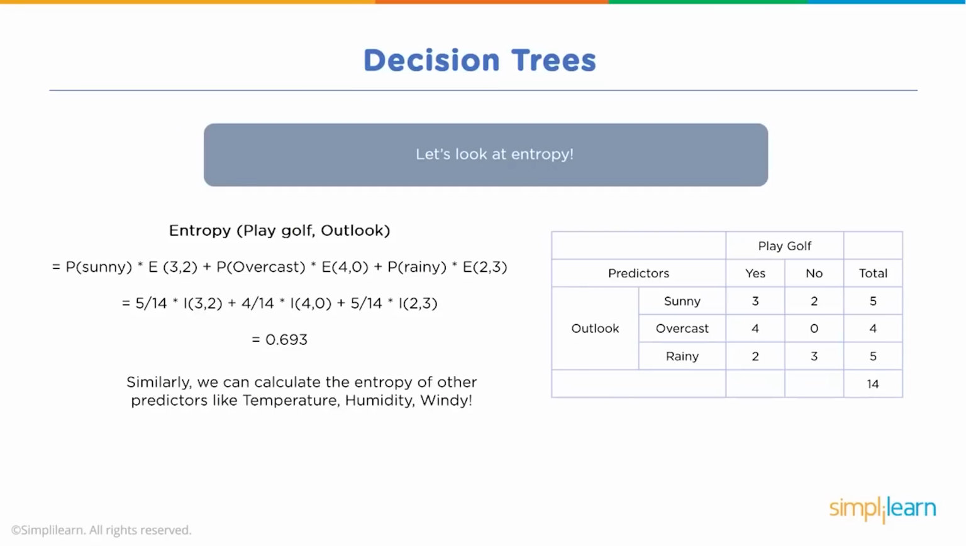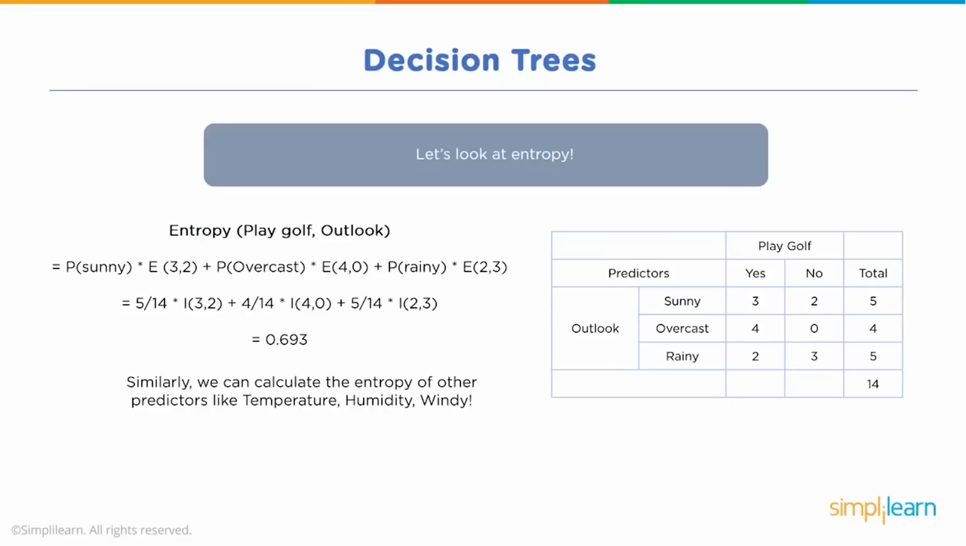And just like we calculated the entropy for the whole set, we can also calculate entropy for playing golf and the outlook. Is it going to be overcast or rainy or sunny? And so when we look at the entropy, we have P of sunny times E of 3, 2. And that just comes out to how many sunny days yes and how many sunny days no.